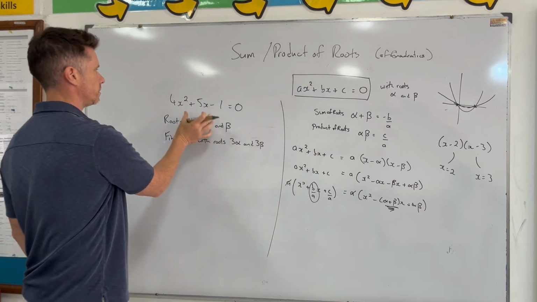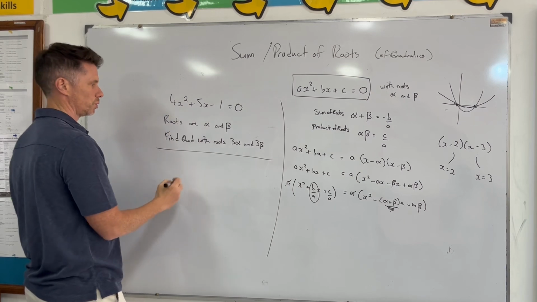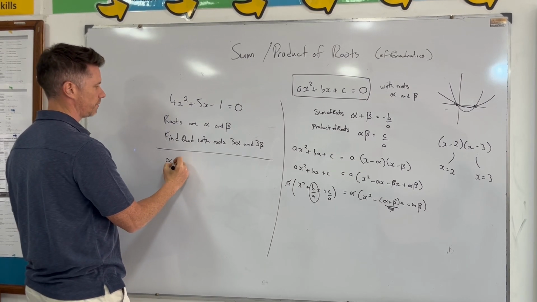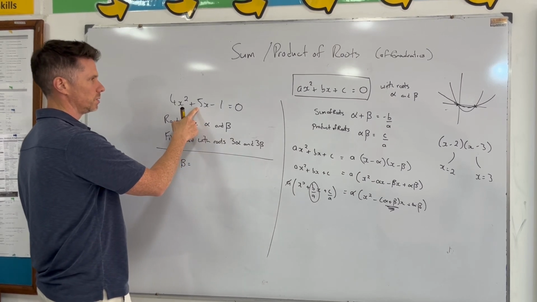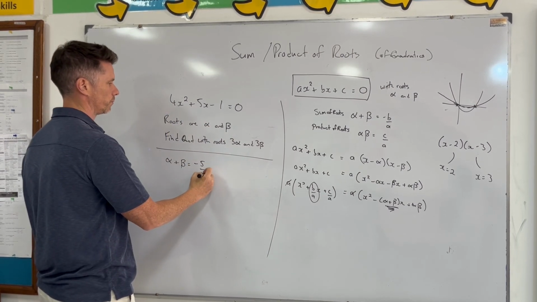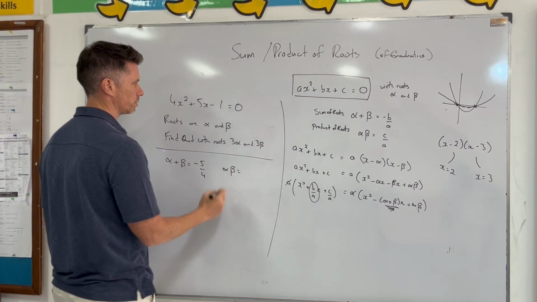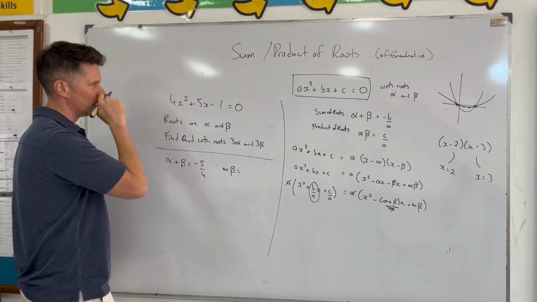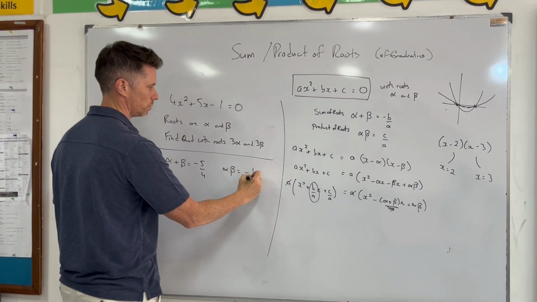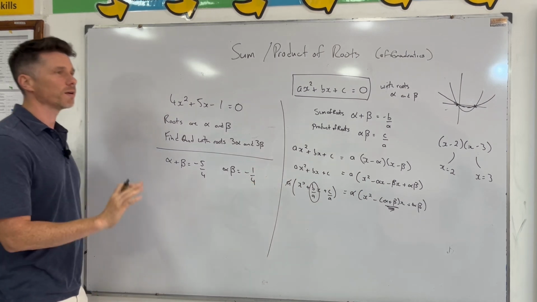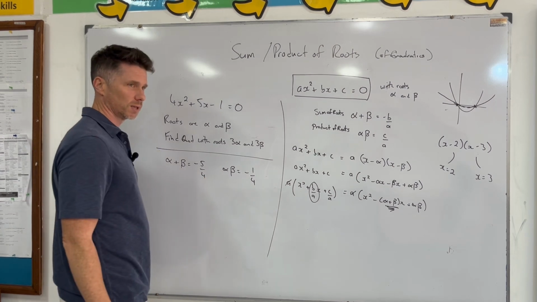So I know that, right, let's get the sum and product of the roots of this equation. The sum of the roots, alpha plus beta, is going to be minus b over a. So minus 5 over 4. And I know that alpha times beta, the product of the roots of this equation, is going to be c, which is minus 1, divided by a, which is 4. So minus 1 over 4. So that's something I know without having to find the roots. I know that they add to give this, and they multiply to give that.